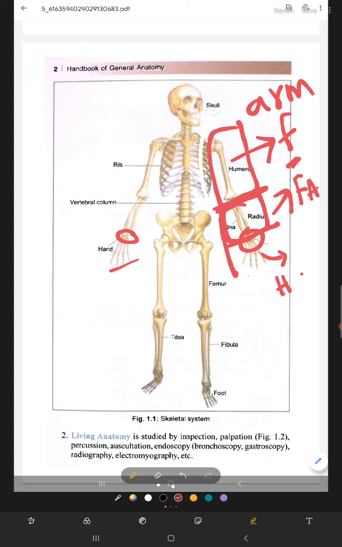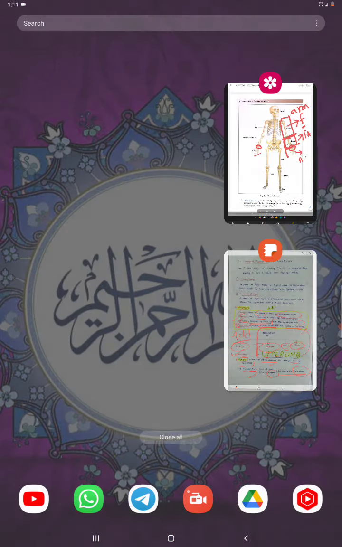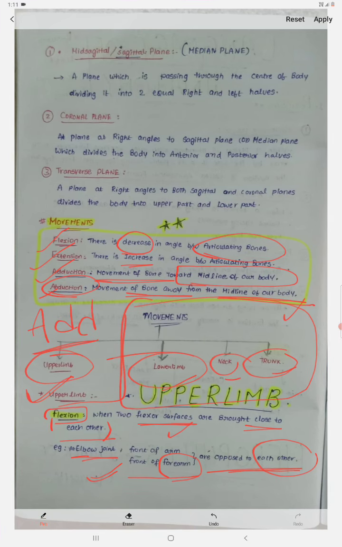These are the bones. And coming to the parts where the humerus is present, the flesh, muscle, everything is present, that is called arm portion. And where the radius and ulna are present, that is called forearm portion, and remaining is the hand portion. This is all about the upper limb. So with this background, we are going to discuss the movements of the upper limb. We already discussed the flexion. Flexion means two flexor surfaces are brought close to each other. For example, elbow joint, the front of the arm and the front of the forearm.